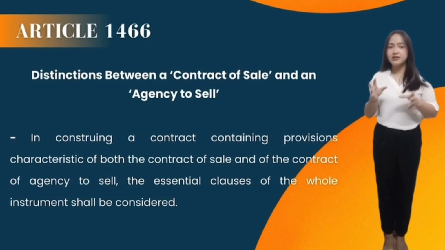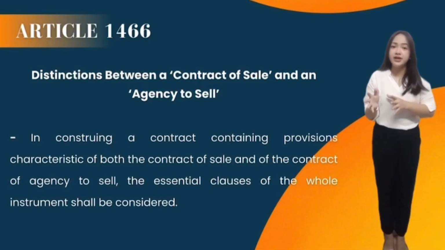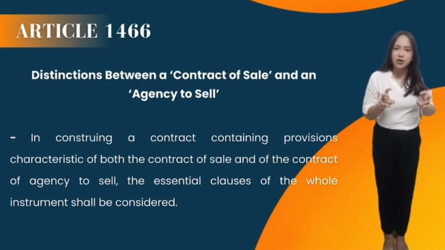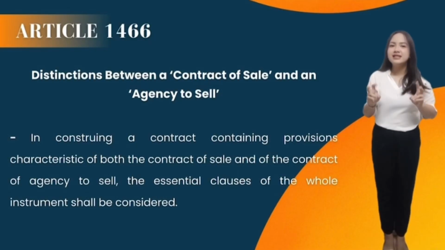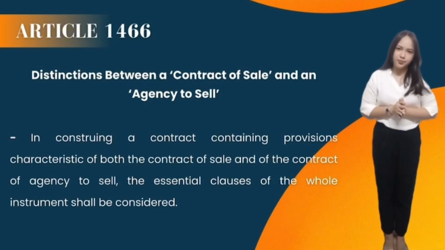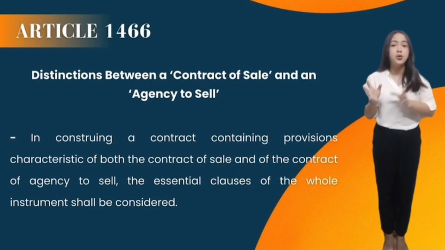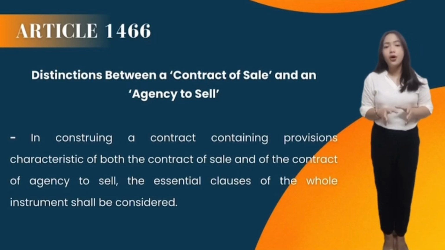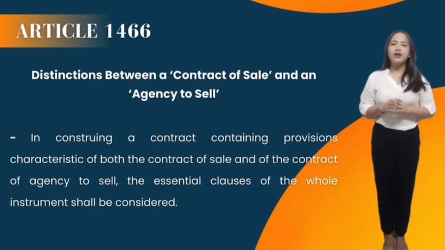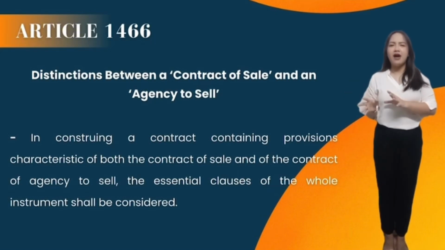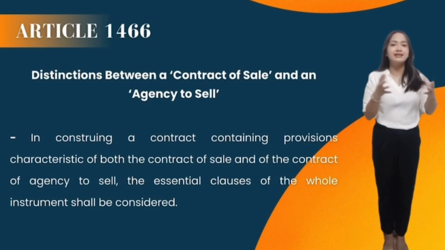In this agency to sell, like consignment, the vendor is responsible for delivering and selling as instructed by the farmer, or the consignor. And the vendor, the consignee, doesn't own the carrots outright until they are sold to a third party. The key difference is whether ownership is immediately transferred, which is a sale, or if the person is just acting on behalf of the original owner to facilitate a sale, which is agency to sell.